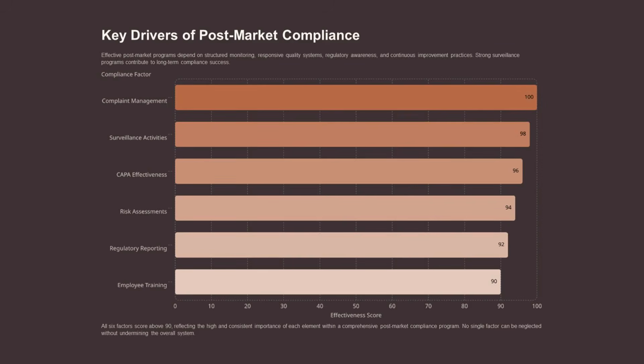Effective post-market programs depend on structured monitoring, responsive quality systems, regulatory awareness, and continuous improvement practices. Strong surveillance programs contribute to ensuring compliance success. All 6 factors score above 90, reflecting the high and consistent importance of each within a comprehensive post-market compliance program. No single factor can be disregarded without undermining the overall strategy.